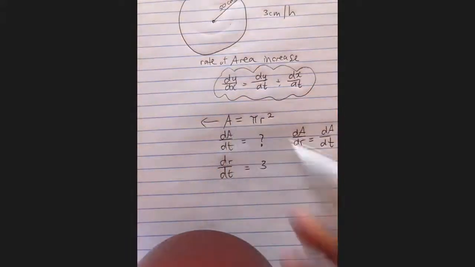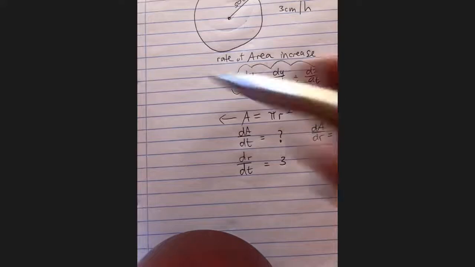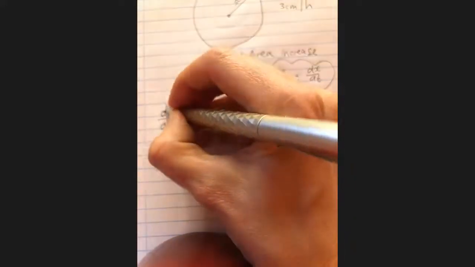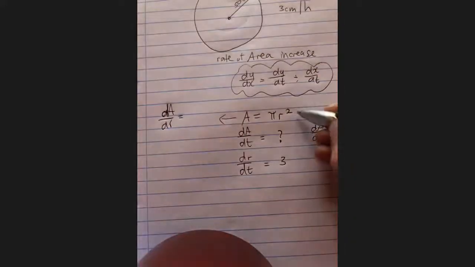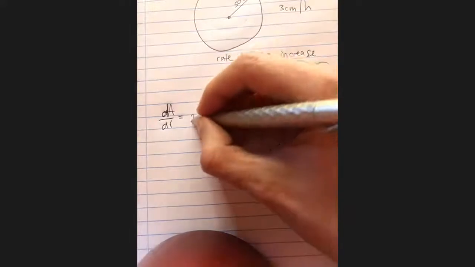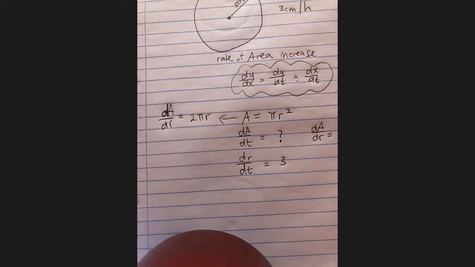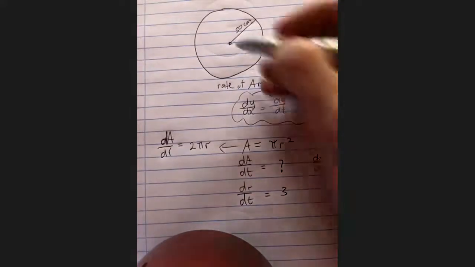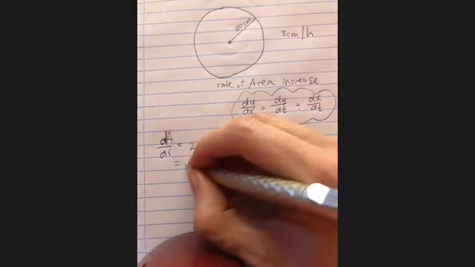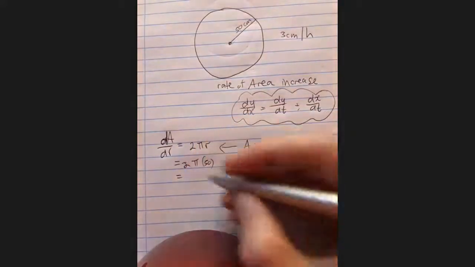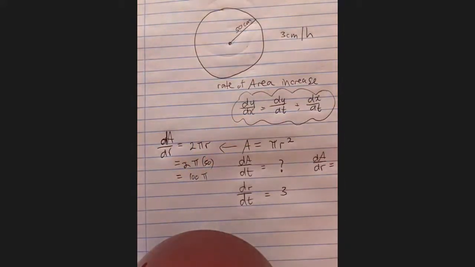If I derive A, I'm going to call it dA over dr. So I'm going to derive this one. dA over dr is equal to times the power to the front, subtract 1, 2 pi r. And remember, I said that this radius when we started is 50. So dA dr I can use as 50. So then I have 100 pi for my dA dr.